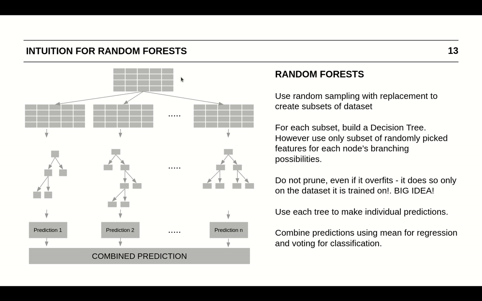Now we take our test data set and pass it through each of these models, gather all the predictions, and then we combine them, and this is how we get a random forest.